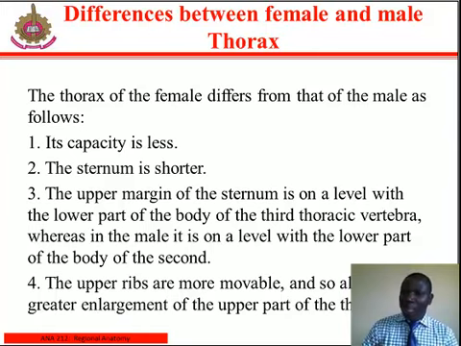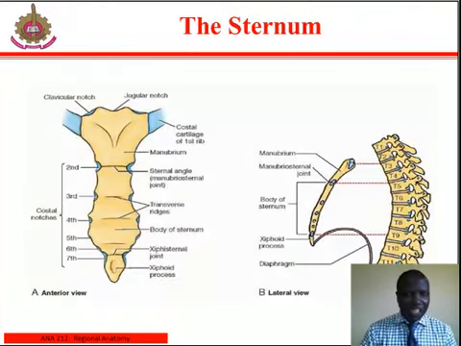The upper margin of the sternum is on a level with the lower part of the body of the third thoracic vertebra, whereas in the male, it is on a level with the lower part of the body of the second thoracic vertebra. Fourth, the upper ribs are more movable in the female and so allow a greater enlargement of the upper parts of the thorax.